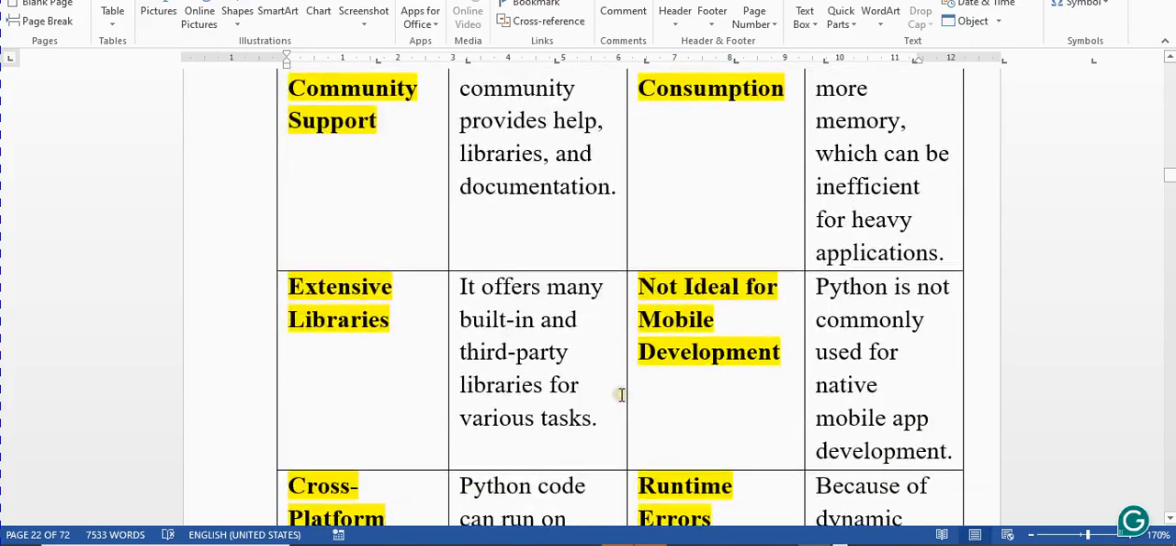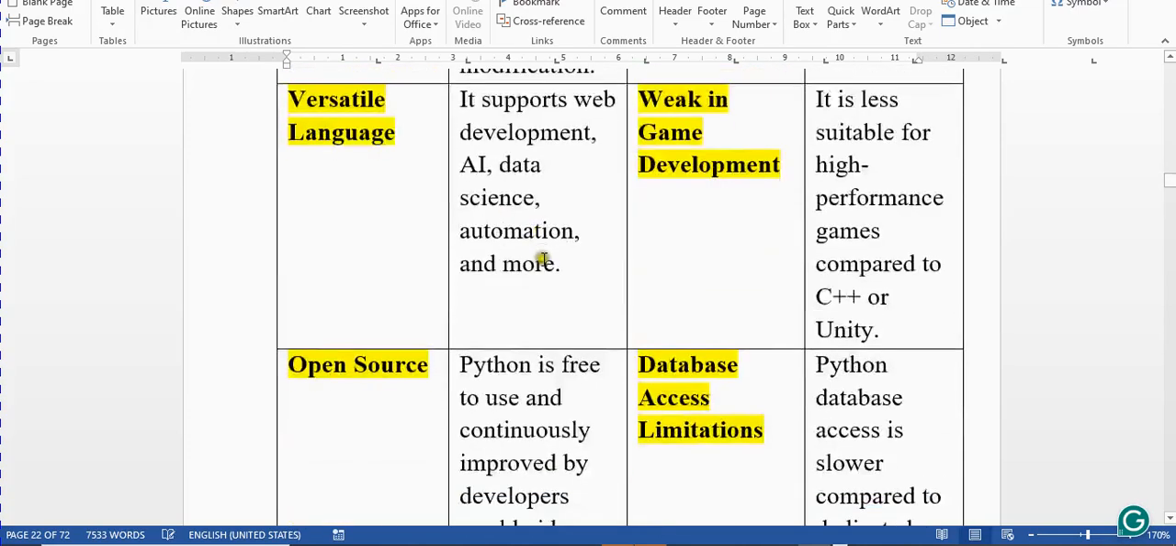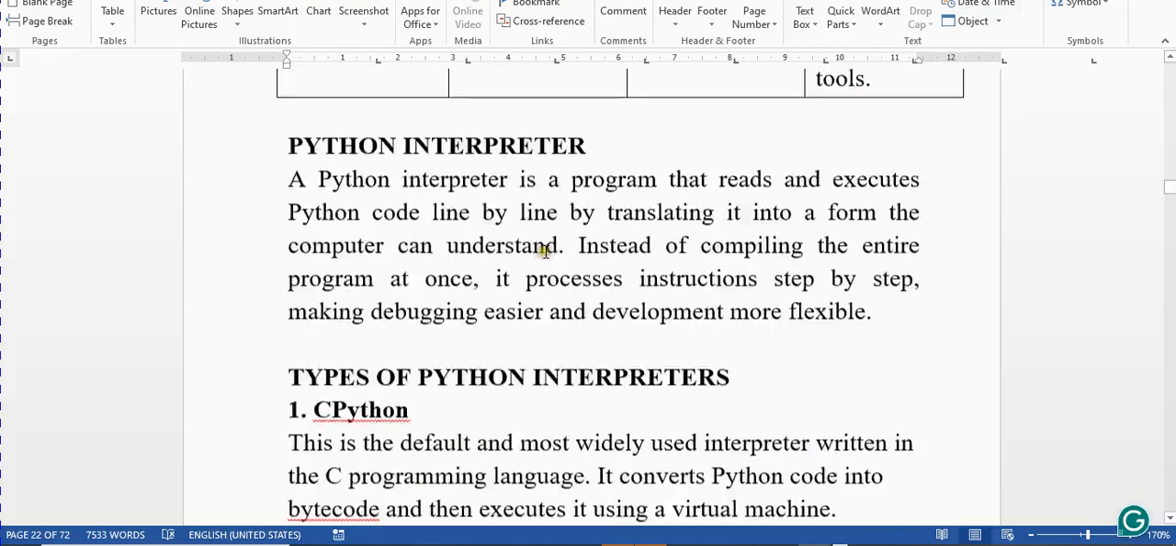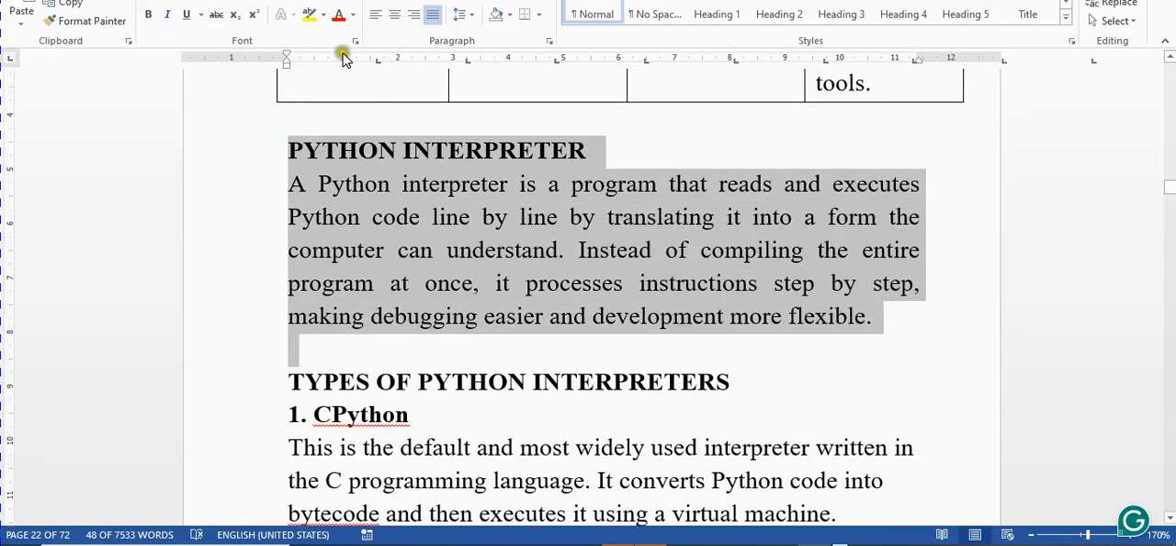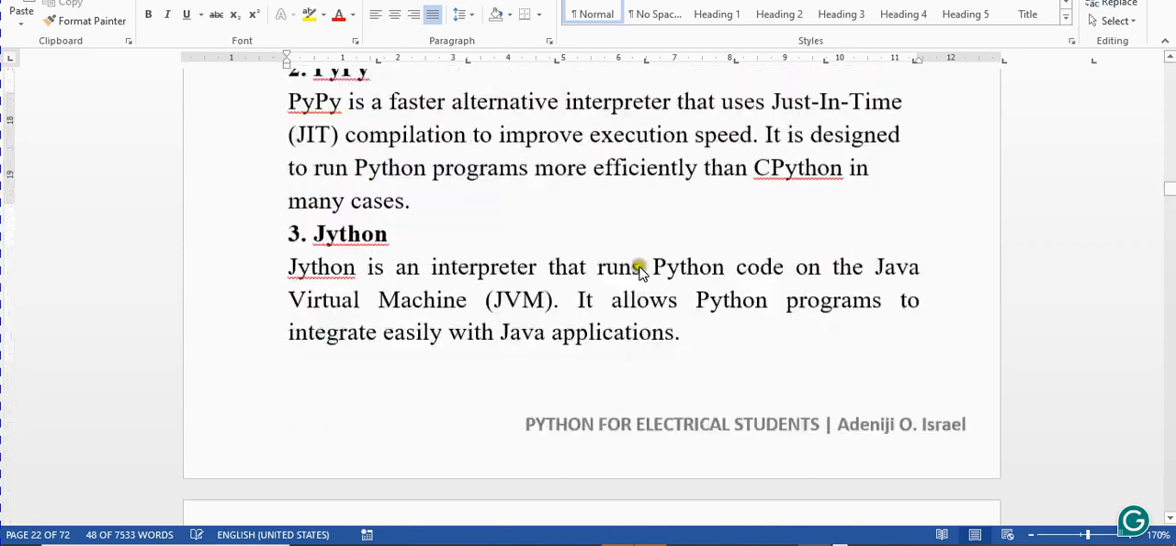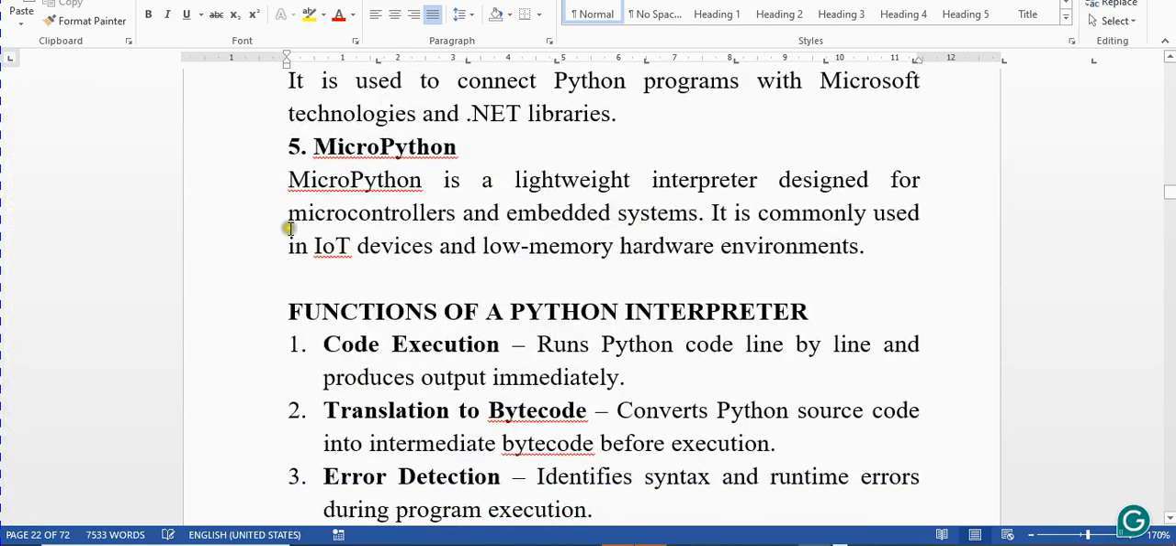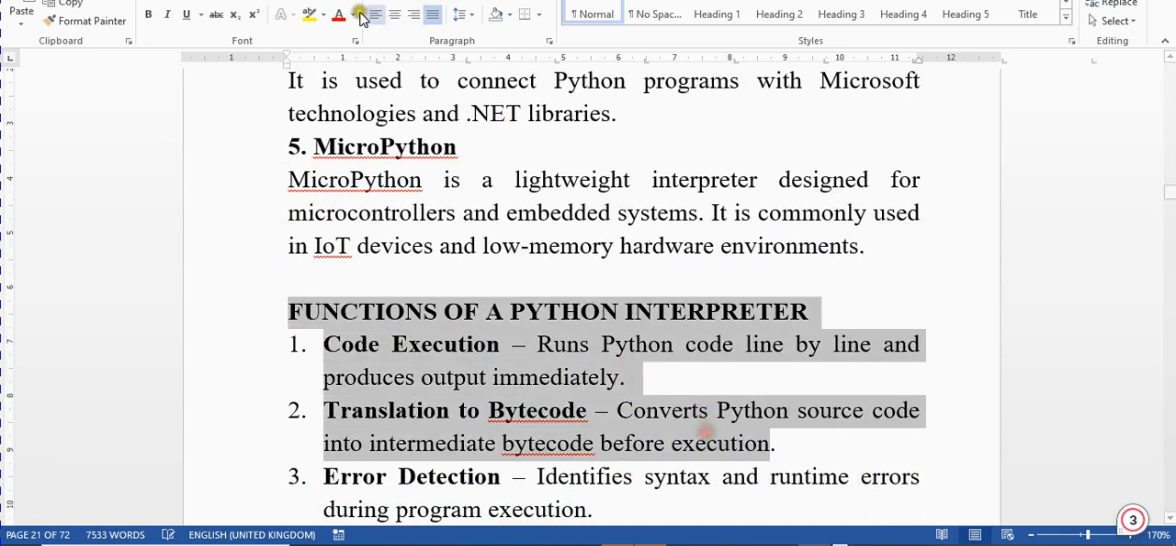Please make sure you write your notes. Advantages and disadvantages of Python, we looked at that. Then we look at the Python interpreter. We look at different types of Python interpreter. I think we have five types here, maybe more than that. Then we look at the function of the Python interpreter.